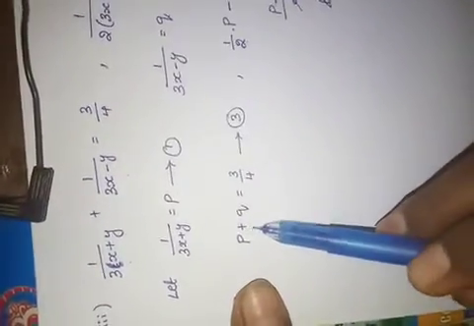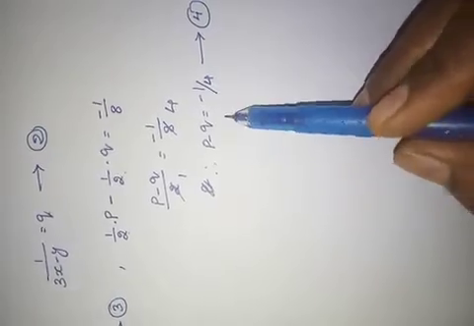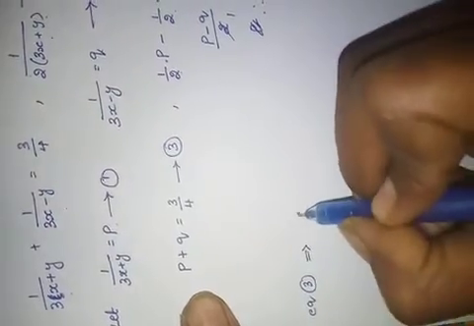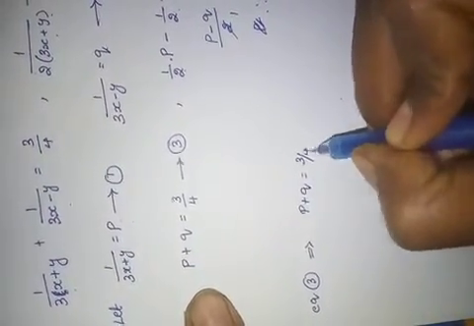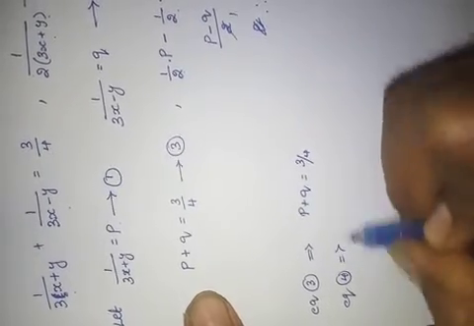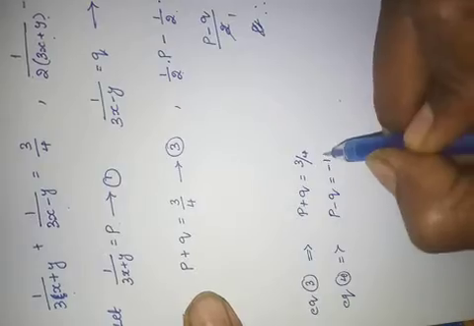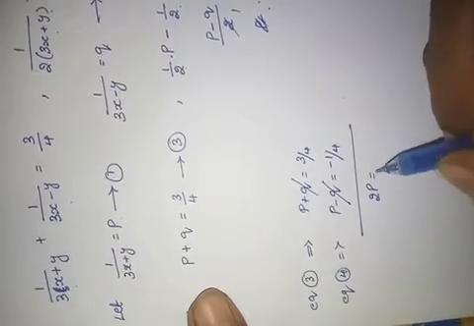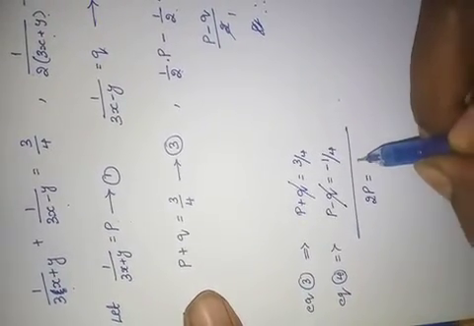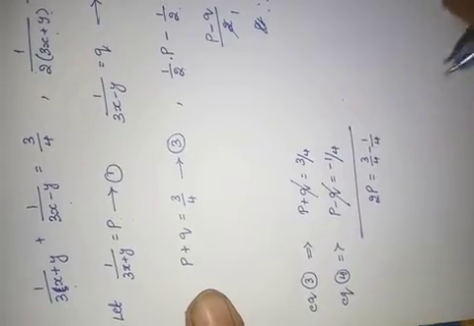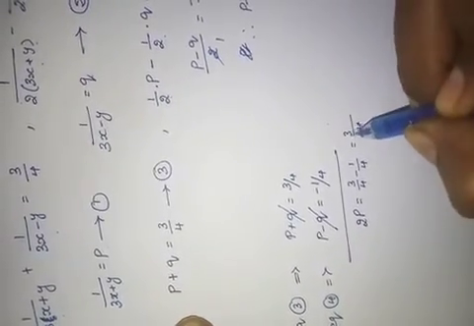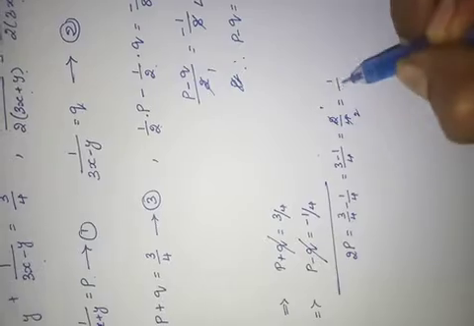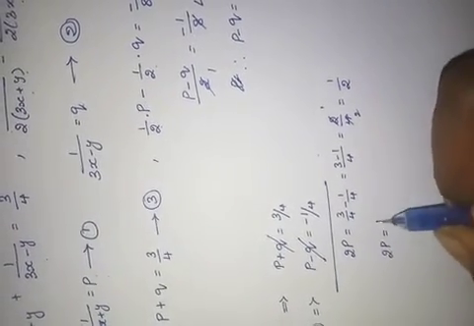Now see here, equation 3 is p + q, equation 4 is p − q. You can directly cancel it, no? Equation 3 implies p + q = 3/4. Equation 4 implies p − q = −1/4. Now cancel it: +q, −q, p plus p, 2p equals the addition of 3/4 and −1/4. How much? 4 is the LCM. 3 minus 1, 2/4. That equals 2p = 1/2.